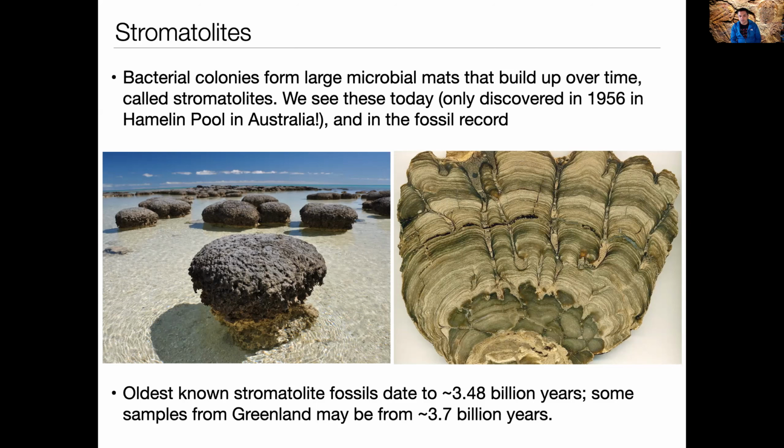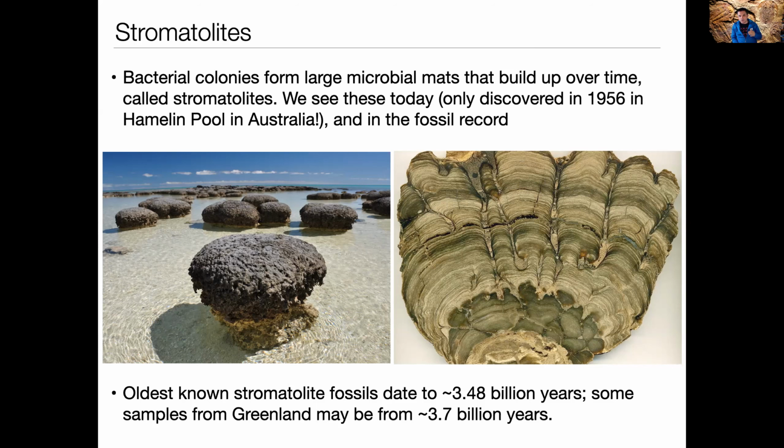Now, the oldest known stromatolite fossil that we know of dates to about 3.48 billion years. So that is a stromatolite fossil from Australia. It is uncontested that it is a stromatolite. It has microstructures that look like the algae. It has isotopic signatures. It has chemical signatures. It has this layering. It's very clearly a fossilized stromatolite.